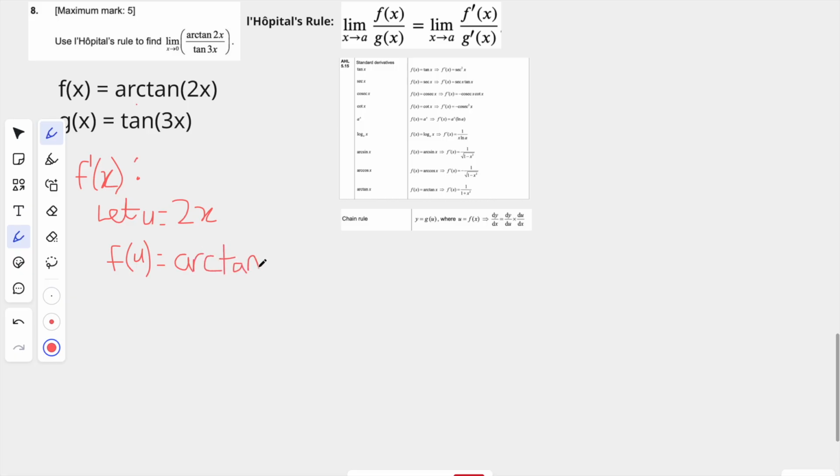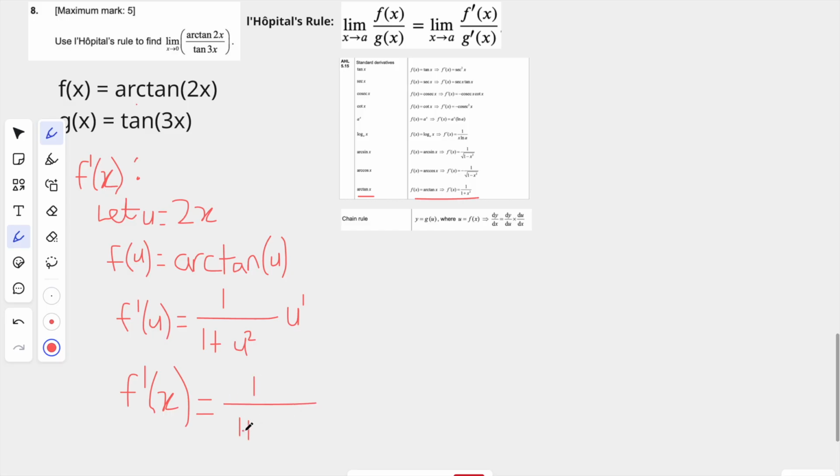Referring to the formula booklet, we know the first derivative of arctan u is 1 over 1 plus u squared. The first derivative of our u dummy variable is 2 since the first derivative of 2x is just 2. As such, the first derivative of arctan 2x is 1 over 1 plus 2x whole squared multiplied by 2, which we can expand and simplify to 2 over 1 plus 4x squared.